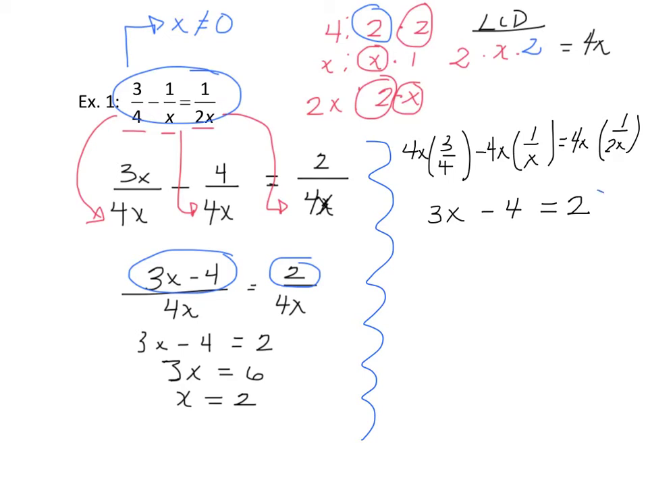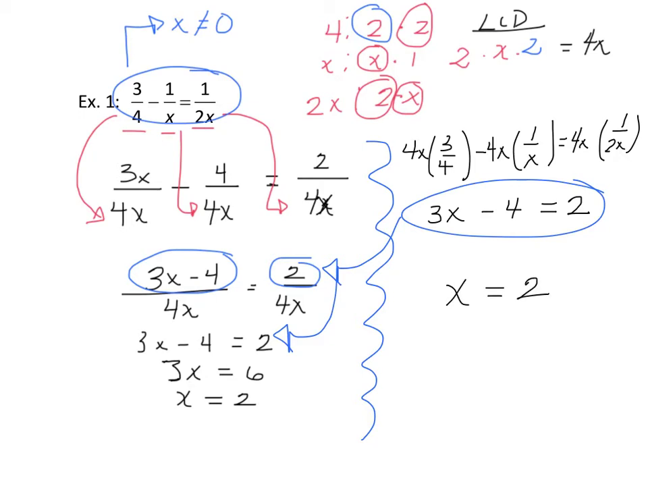And that should look very familiar because that's the same equation that we ended up with here. 3x minus 4 equals 2. And then if we go through and solve, we'll receive that same solution, which is x equals 2.